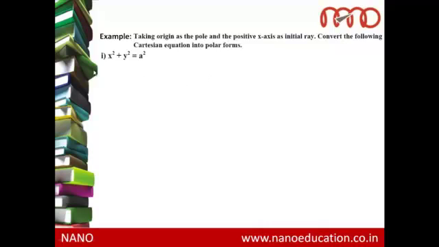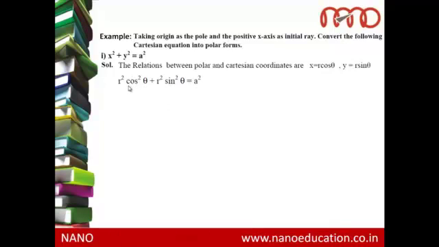Let us look at the first question. x square plus y square equal to a square. So x we replace by r cos theta, y we replace by r sin theta. We get r square cos square theta plus r square sin square theta equal to a square. You can see r square comes out common, and cos square plus sin square theta is 1. So simply you have r square is equal to a square. So r square equal to a square is the equation of a circle.